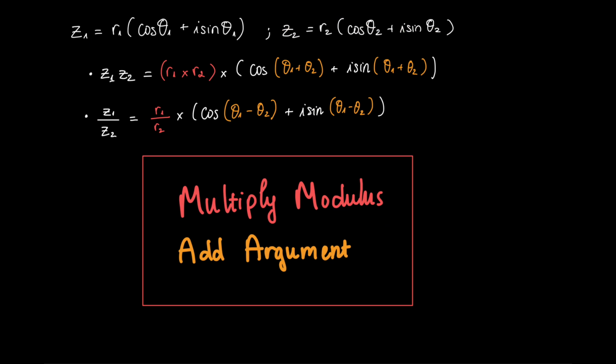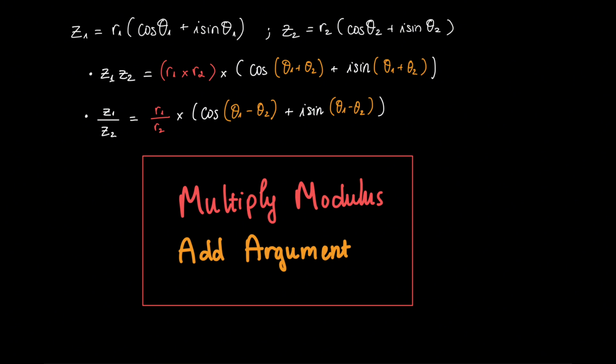Here we're going to see what happens if we multiply or divide two complex numbers. We have z1 and z2 in their polar form. If we multiply the two complex numbers, we'll see that their moduli will be multiplied together, however the arguments will be added together.